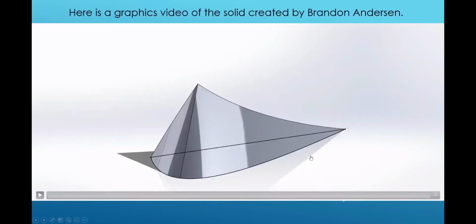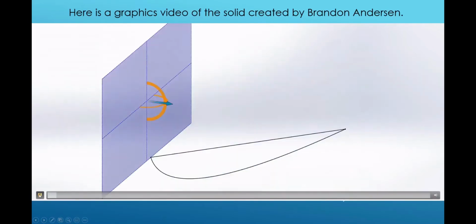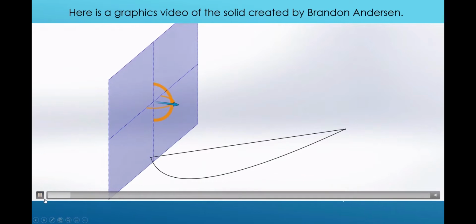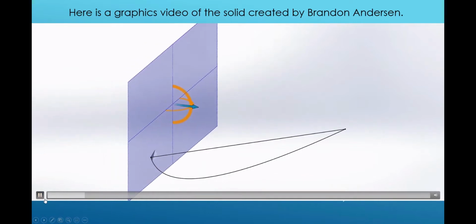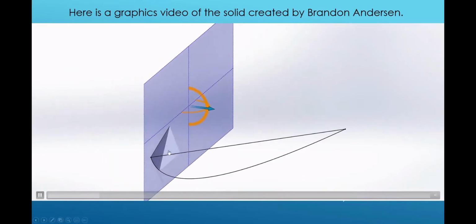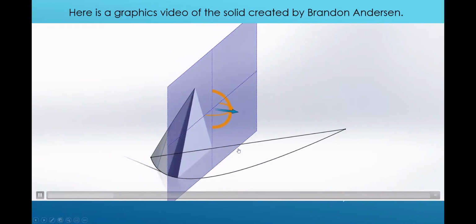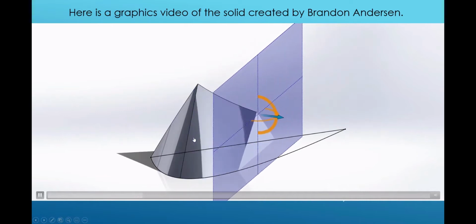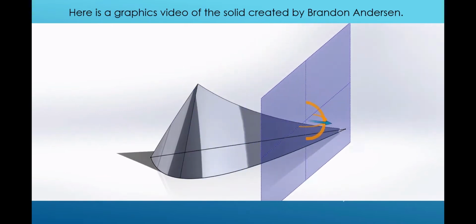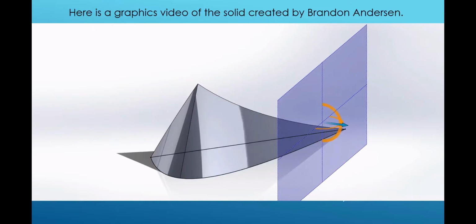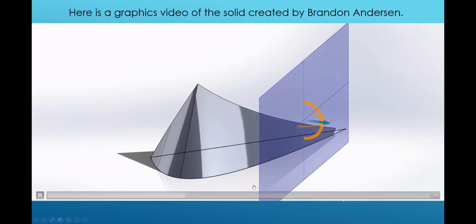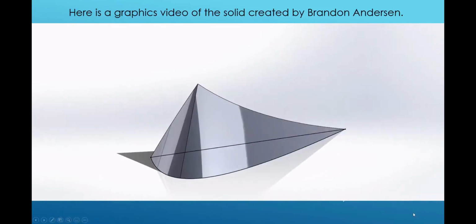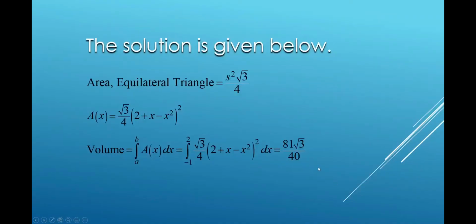So here's a picture of what the solid looks like, and you can actually play this and look at the cross sections being pictured. These cross sections are equilateral triangles, and you can see as we move across the base of the solid that the cross sections are equilateral triangles. So let's go on. The solution would look like this.